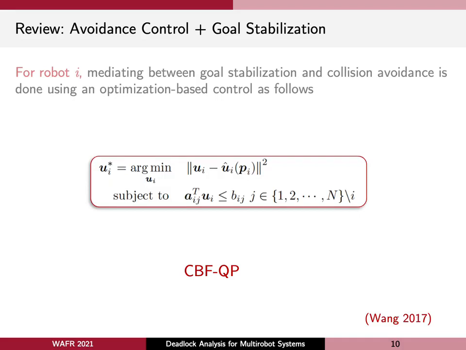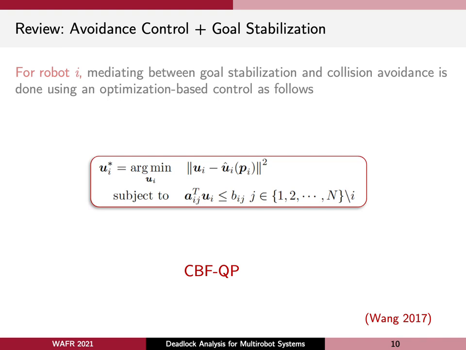So in a multi-robot system, each robot i will locally solve this QP for its optimal control u_i*, which will ensure collision avoidance while creating as much motion towards the goal as possible. So going forward, this is what will be referred to as the CBF QP.